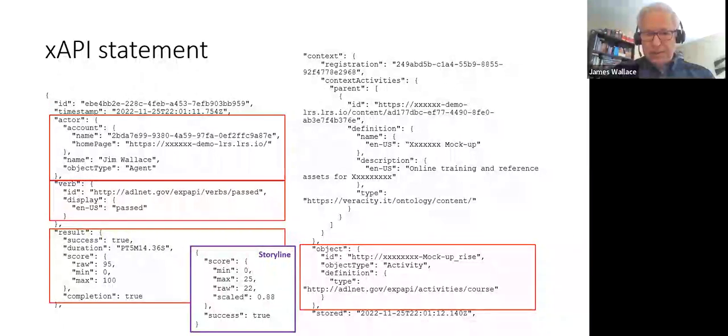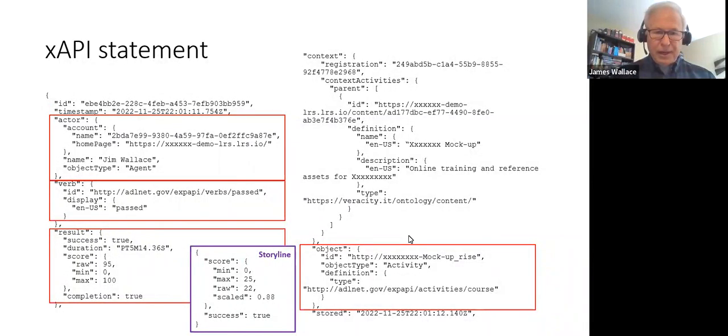The raw is the number of questions that were correct, and there's a scaled attribute that is a decimal value from 0 to 1. That's the percentage that were correct. And so in most other queries I've worked with, I worked with the scaled attribute of score.